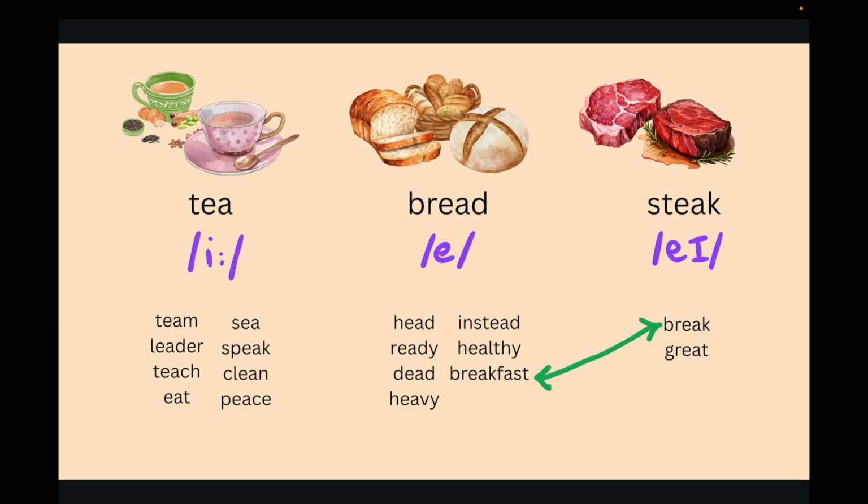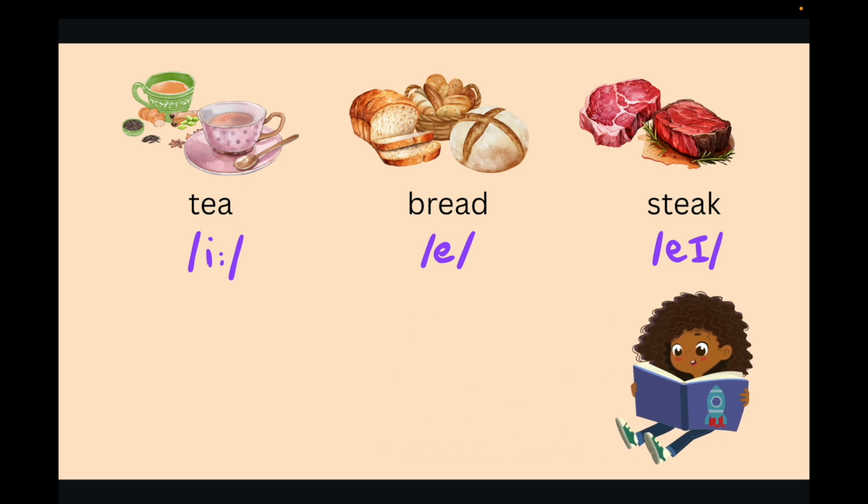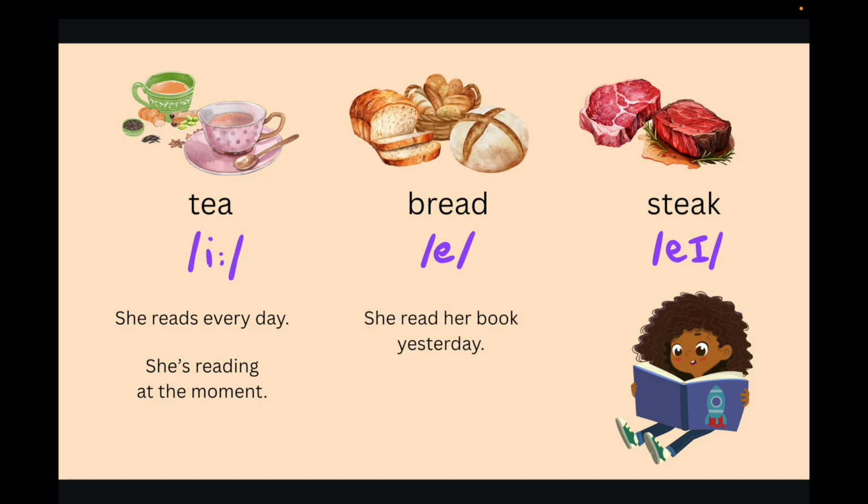Notice how in these two words, break and breakfast, they belong to two different groups, even though they do use the same original word. Here is a very common example of this same problem. What is the little girl doing? Of course, she's reading a book. And when we use this verb, read, we can pronounce it with the E sound. She reads every day. She's reading at the moment. But if we talk about the past, we use the short E sound. She read her book yesterday, even though the spelling is the same.